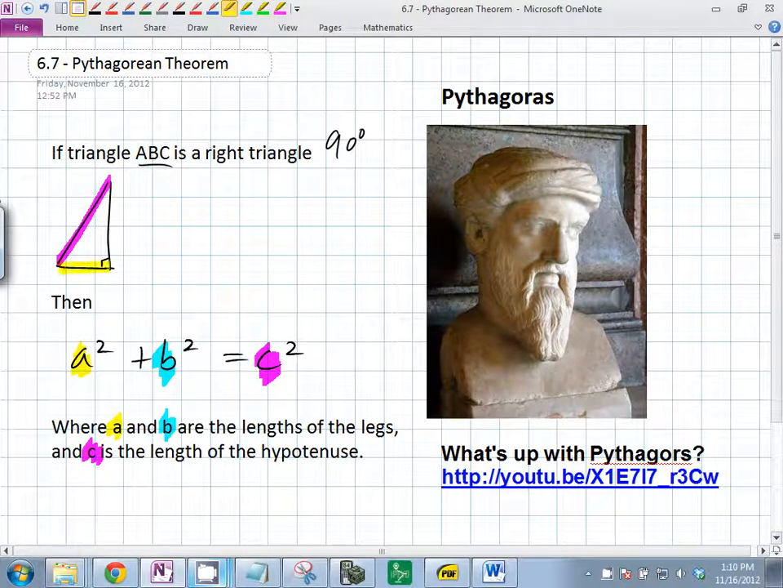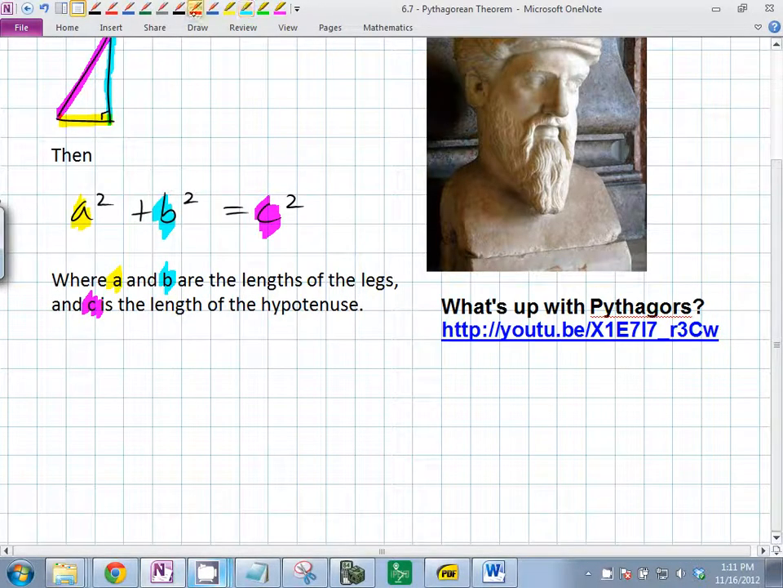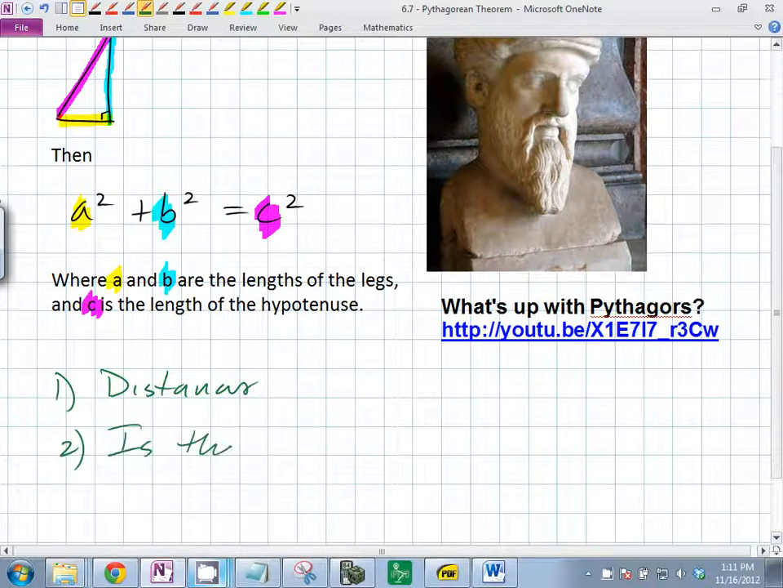So you have side length A and side length B. It's important to note this only applies to a right triangle. Super important, right triangle. So what can you do with the Pythagorean theorem? Many things, but we're going to focus on two of them. One is calculating distances, and two, is this triangle a right triangle? We're going to answer that question.